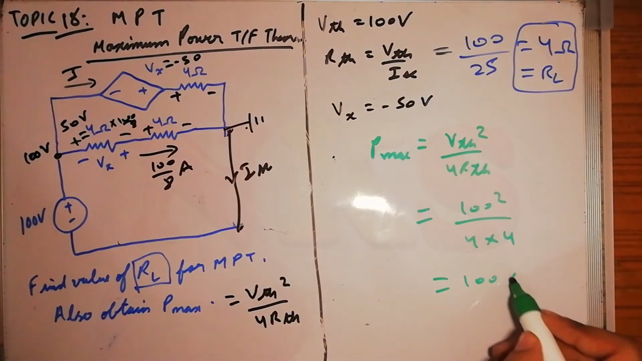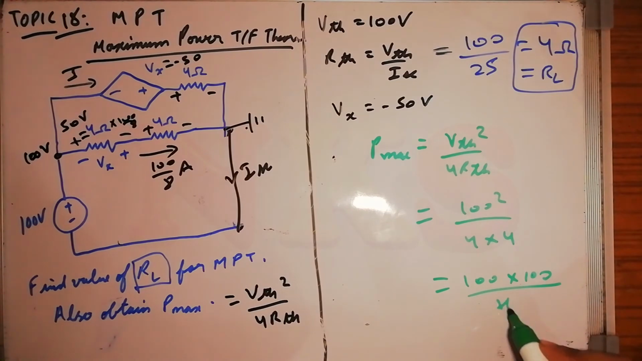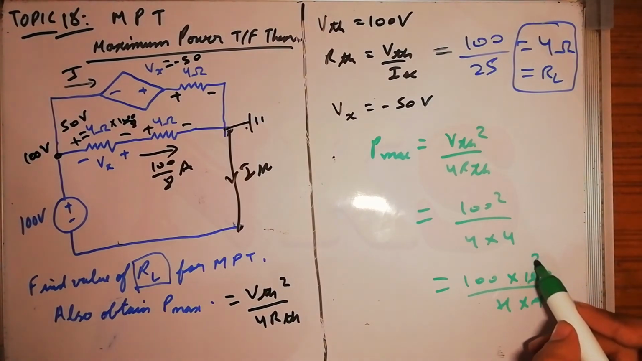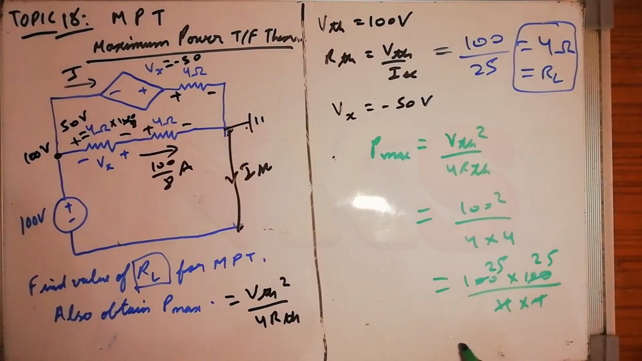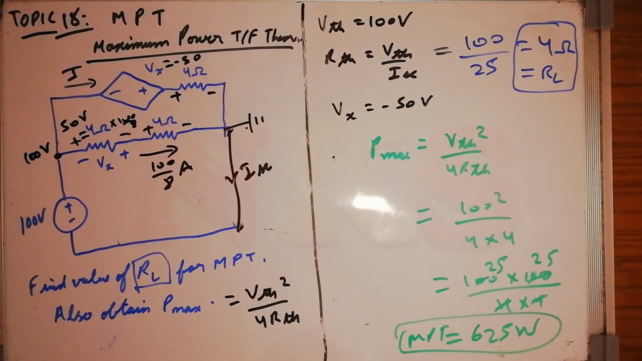So 100 into 100 divided by 4 into 4, that is 25 square. What will be 25 square? Let me do 25 square. 625 watts. So this is the answer. This is the maximum power transfer to the load when RL is equal to 4 ohms. So that is how you solve the questions for maximum power transfer.